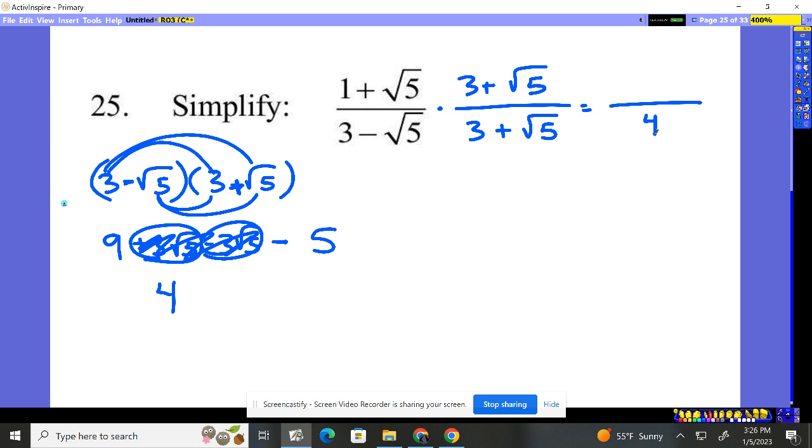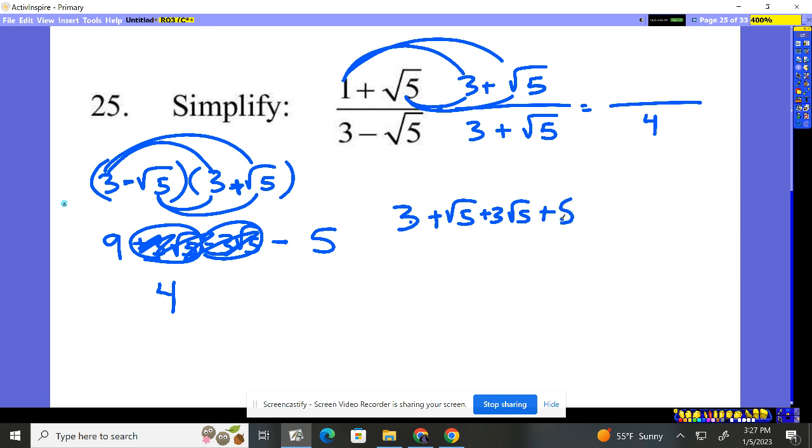Well, let's look at what the top is going to be. Well, 1 times that 3 is 3. 1 times root 5 is root 5. Root 5 times the 3 is 3 root 5. And root 5 times root 5 is 5. Putting things together, 3 and 5 is 8. 1 root 5 plus 3 root 5 is 4 root 5. Looks great. Much better than what it was.